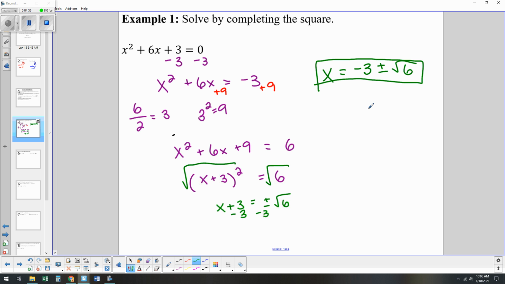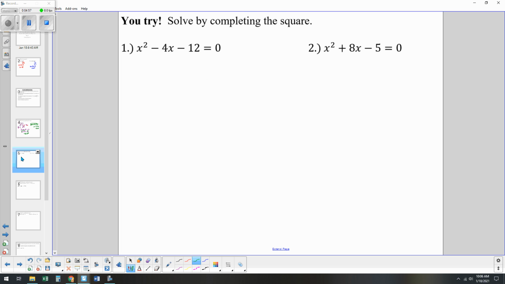negative 0.55 and negative 5.45. All right, and those would be our two answers there. So you go ahead and try these. All right, pause it, and I'm going to show the answer.